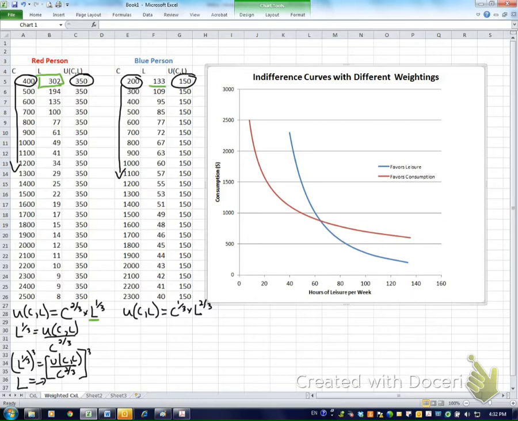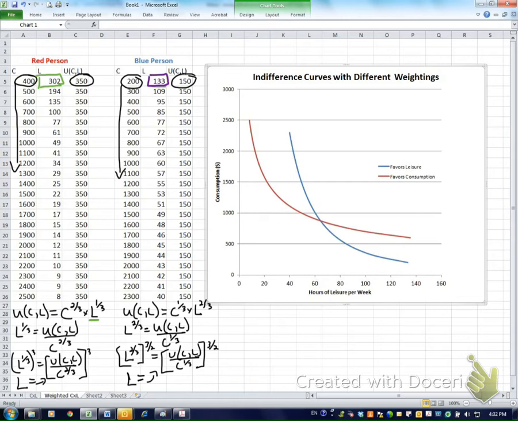For the blue person, I do something similar. L to the 2/3 is equal to the U of C and L divided by C to the 1/3. I'm going to raise this to the 3/2. Raise both sides to the 3/2, I should say. And that leaves me with an expression for L. And I will input that up here and drag that all the way down. And then I can plot my indifference curves.